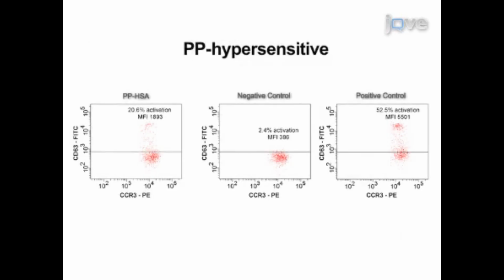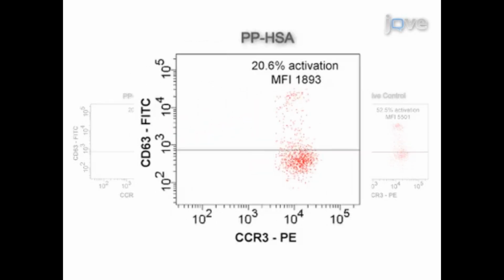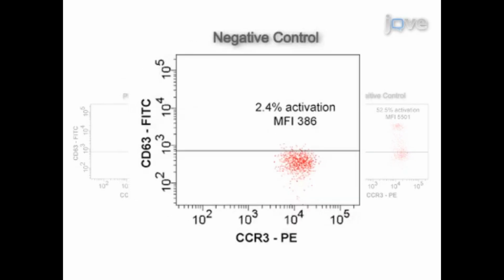BAT, performed with conjugates under optimized conditions, allows investigations of IgE-dependent reactions in NSAID hypersensitivity. As shown here, only the PP conjugate was able to trigger basophil activation, visualized by an upregulation in CD63 surface expression. 20.6% of basophils were activated as characterized by a log shift in fluorescence intensity, and the MFI increased by a factor of 4.9, from 386 for the negative control to 1893.